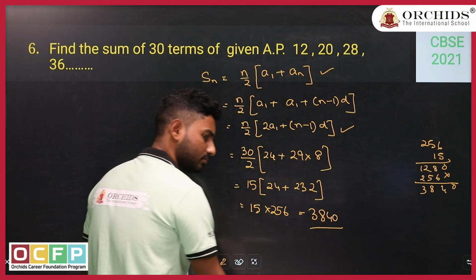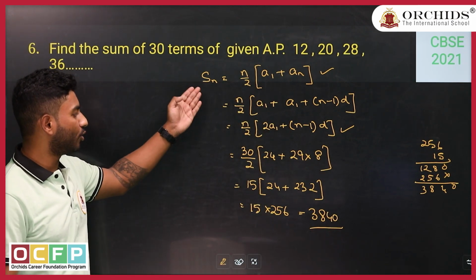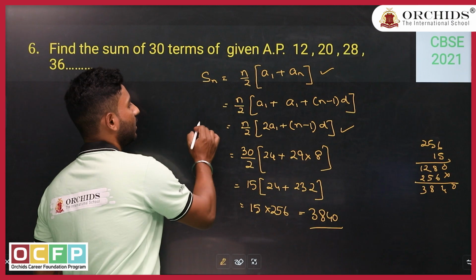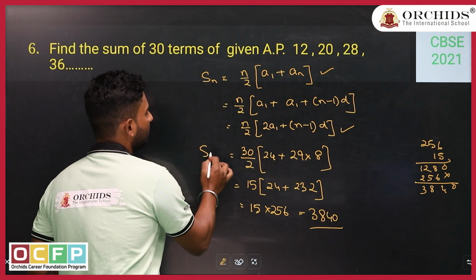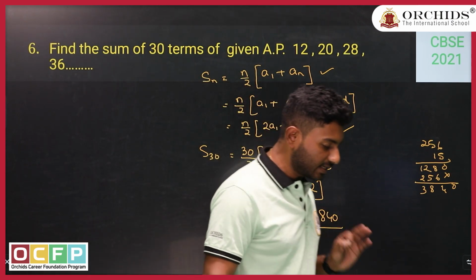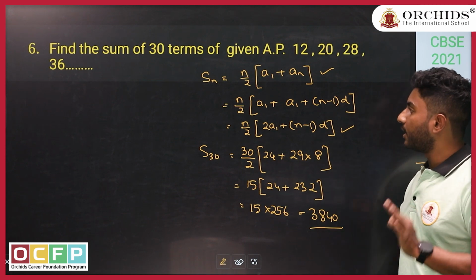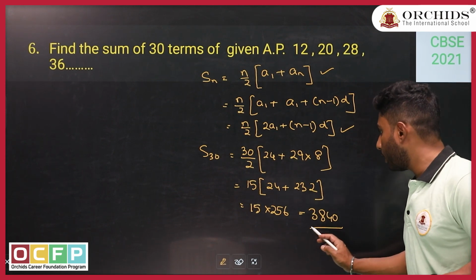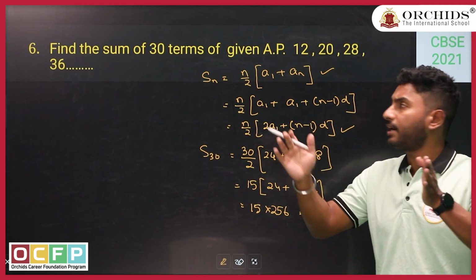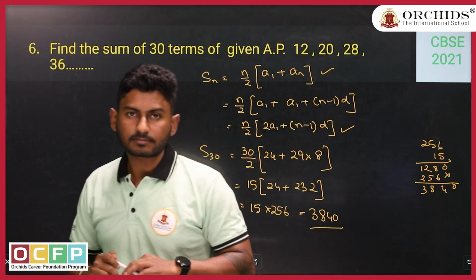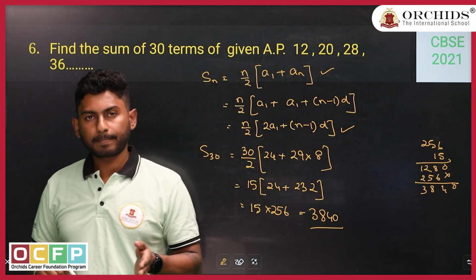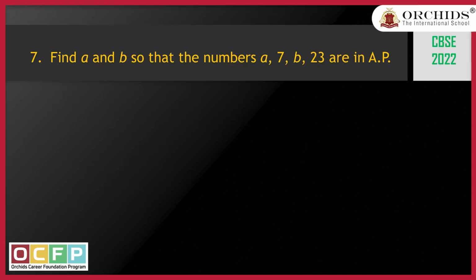3840. Do you know what you found? You have just found the sum of how many terms? Sum of 30 terms. N was 30. We have considered 30, right? So 30 is the number of terms. So what we have got is the sum of 30 terms of this particular series. Clear? So I hope we have done with 6 of our questions.